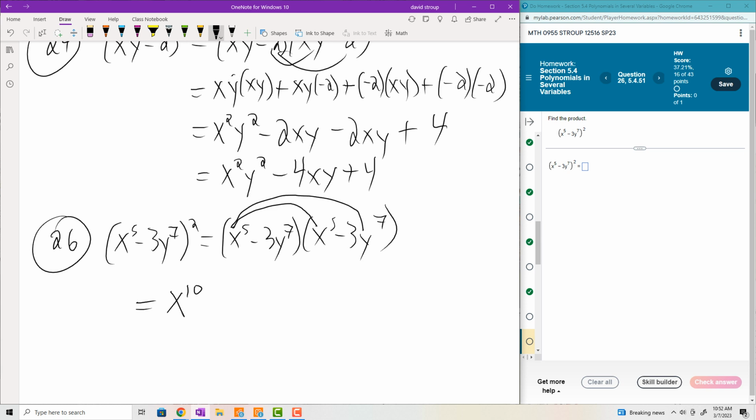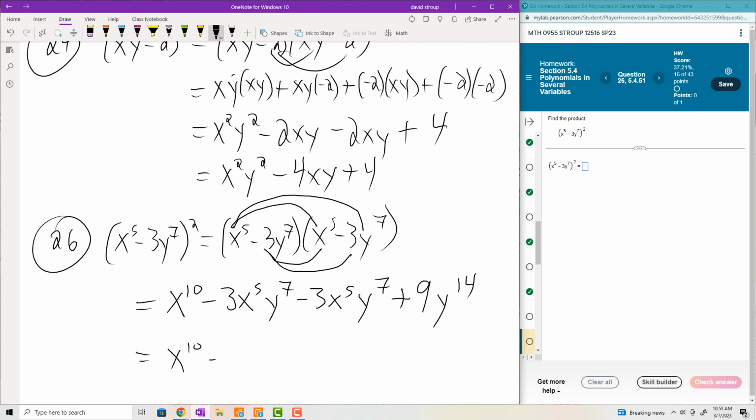X to the 5th times negative 3y to the 7th is going to give you negative 3x to the 5th y to the 7th. So we want the variables in alphabetical order. If you had a z, you would put it last, right? Here I have an x and a y, so I put the x before the y. Then we have negative 3y to the 7th times x to the 5th. So I'm going to write it as negative 3, put the x first, and then the y. And then negative times negative is positive 9y to the 14th, just add the exponents.